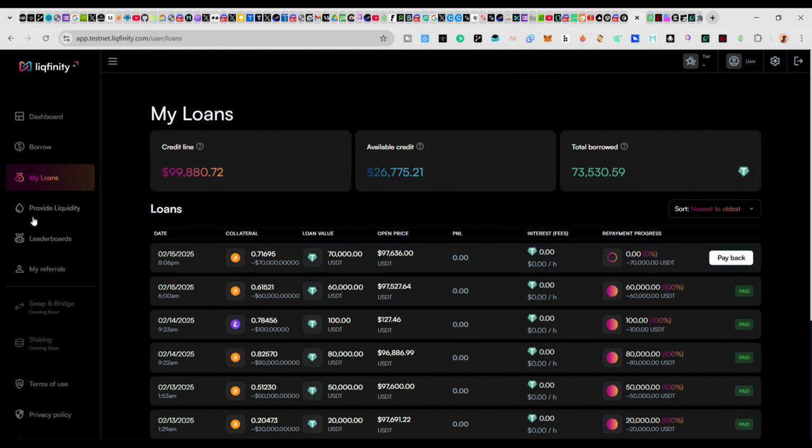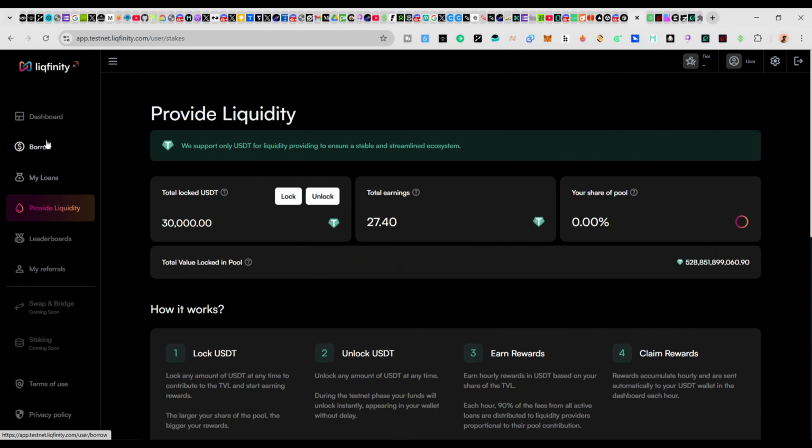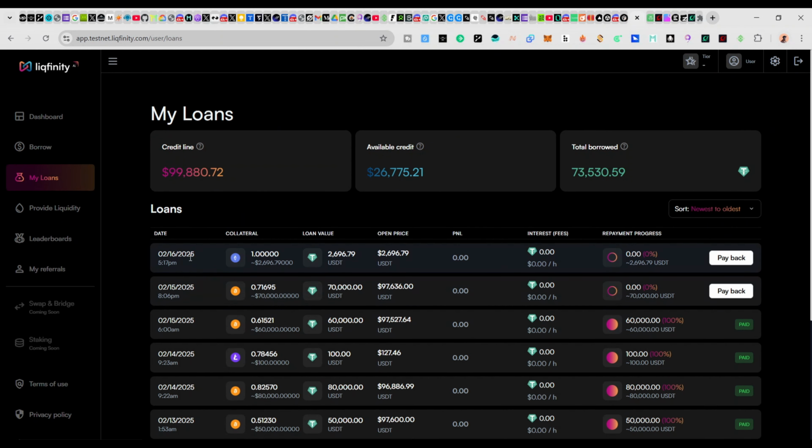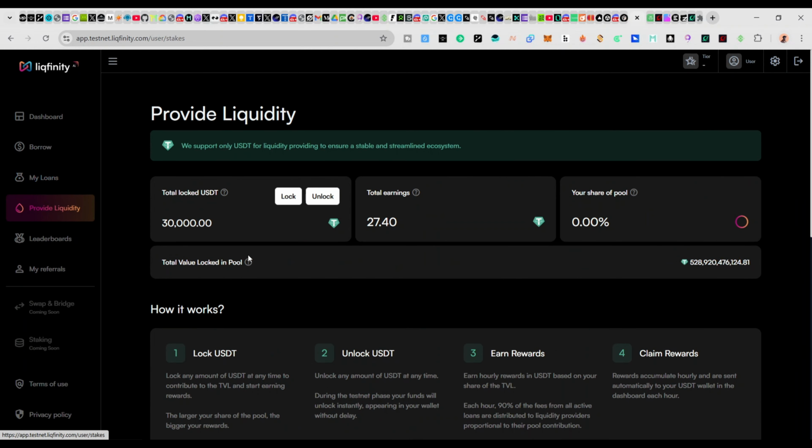That is done. So I'm going to go to provide liquidity. Now for the borrowing I just did, I'm going to get some points. If I click on my loans, automatically you're going to see the loan here, and this is the total of what I owe. I can decide to pay this back now, but I don't want to do that. I'll be going over to providing liquidity.